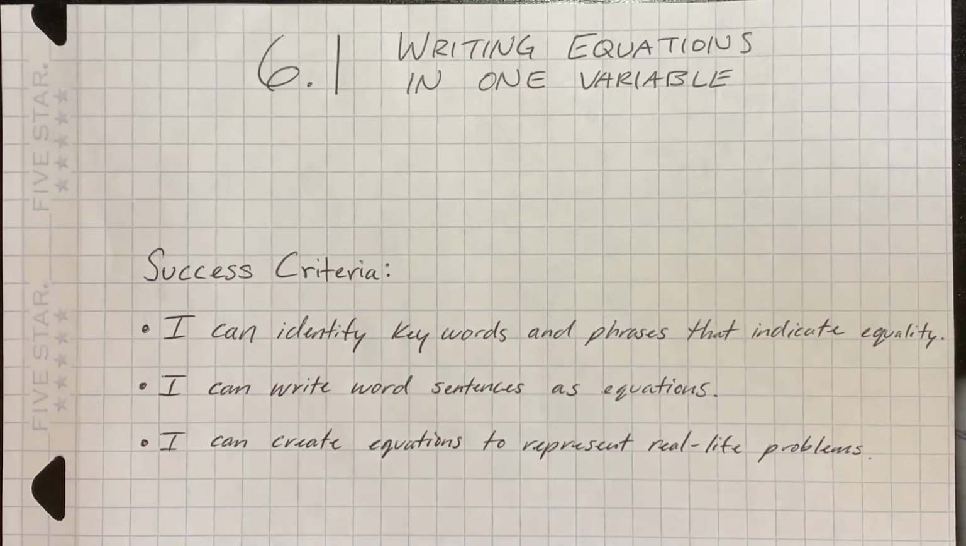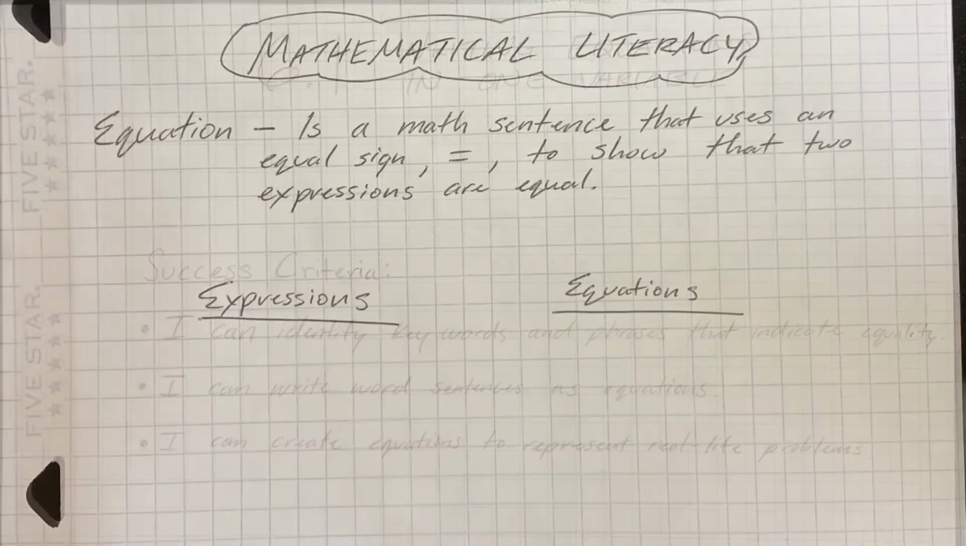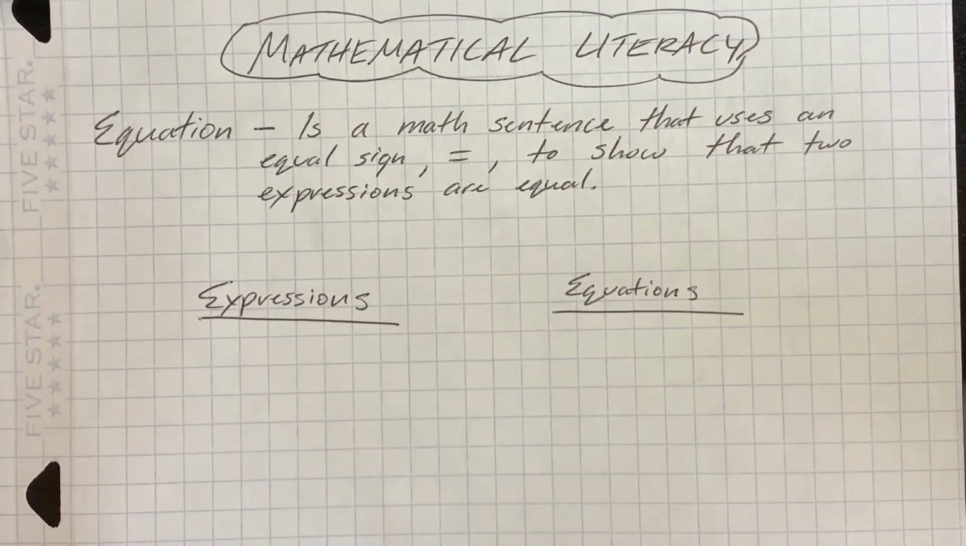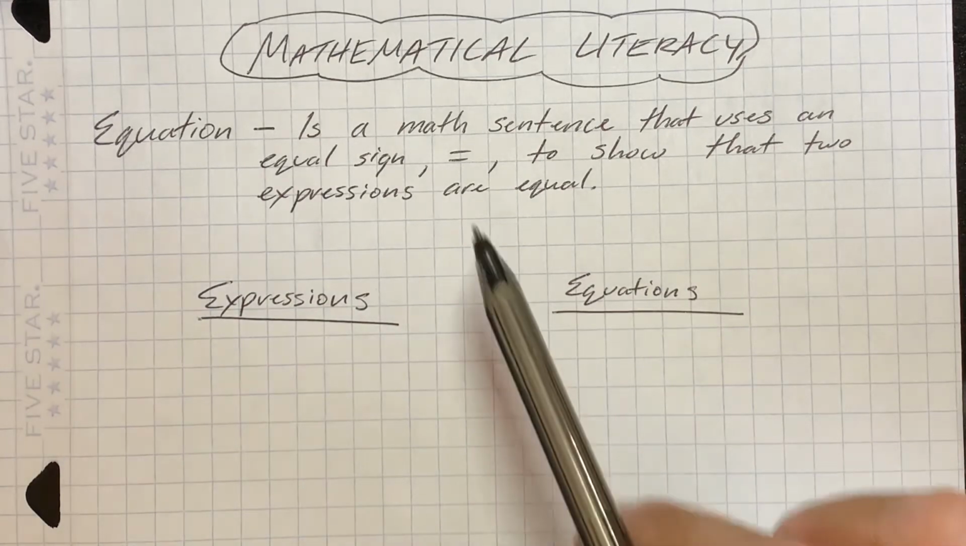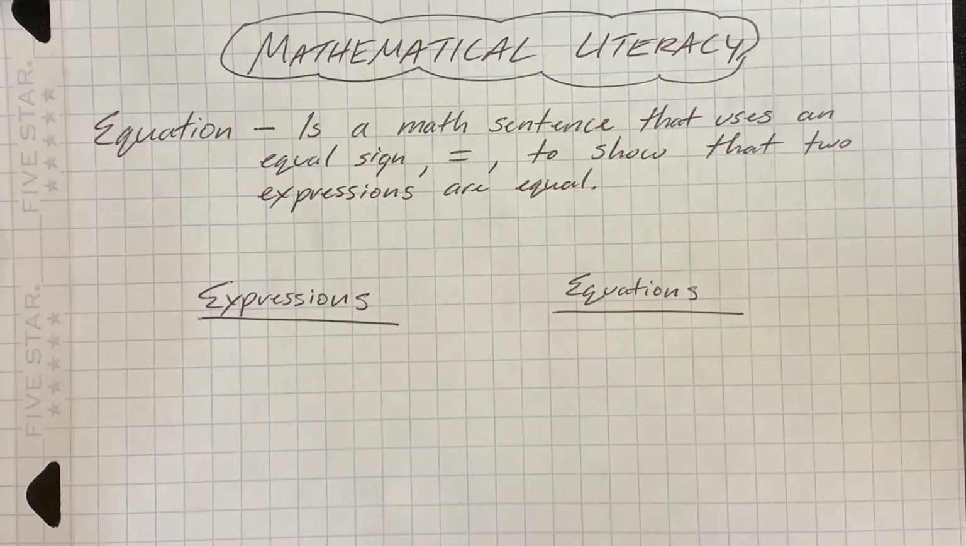Our success criteria is that we're going to be able to identify keywords and phrases that indicate equality. We're also going to be able to write word sentences as equations and also create equations to represent real life problems. For our mathematical literacy, we have equation. Now, an equation is a math sentence that uses an equal sign in it. Here you have an equal sign, and we use an equal sign to show that two expressions are of equal value.